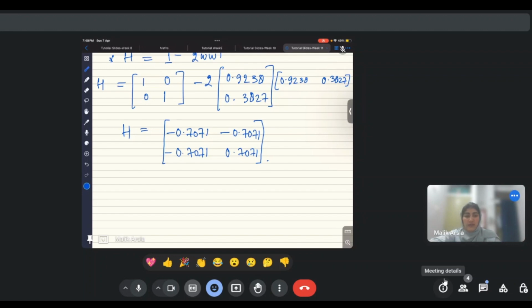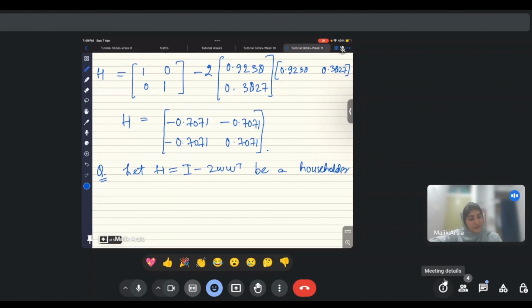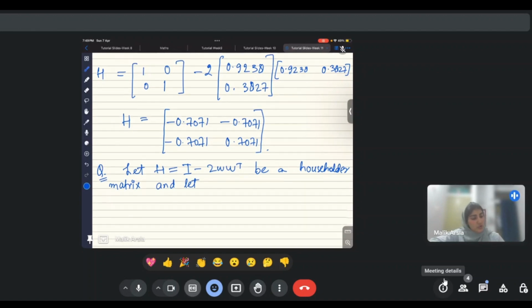Now I'll give you a similar question. It was also an assignment. You try to do it, then we will discuss the solution. Let again H be equal to I minus 2 W W transpose. But you guys should be doing it a bit faster, because that is how you will manage time in exams. You should not take much time. So work on your speed and accuracy also.